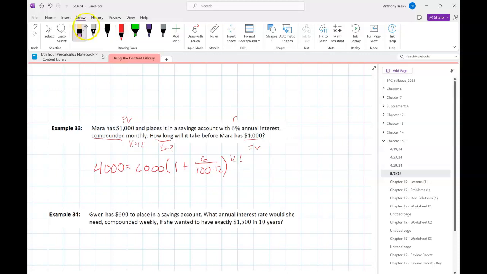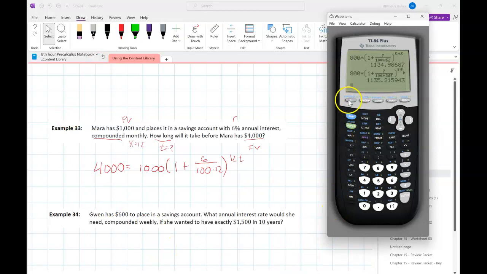Oops. I wrote 2,000. That's just supposed to be 1,000. All right. To solve this, what do you guys want to do? Well, let's just graph this, right? You could solve it algebraically and use a logarithm or whatever. Let's just graph and find the intersection.